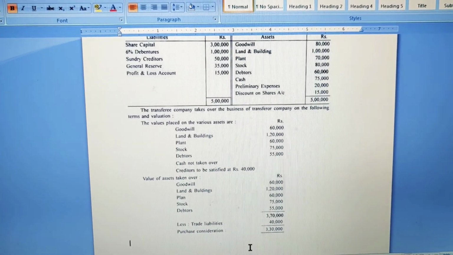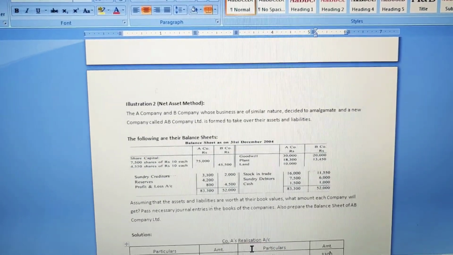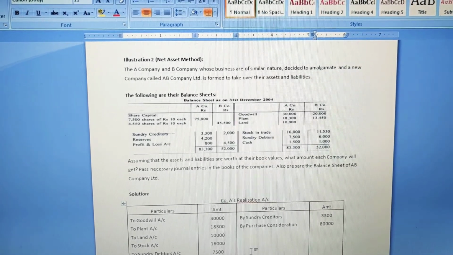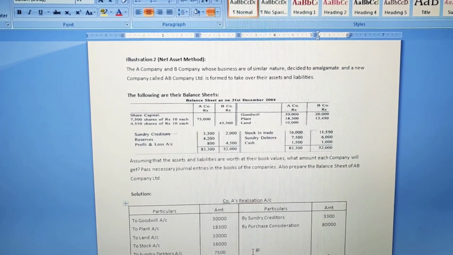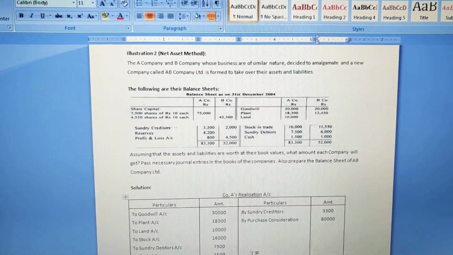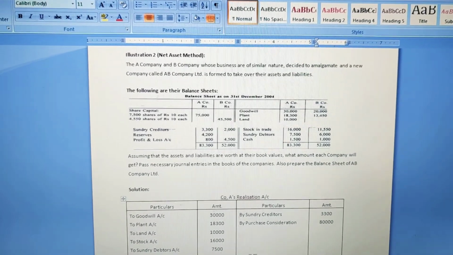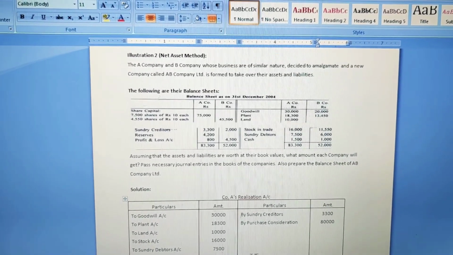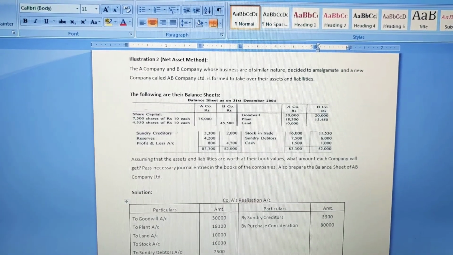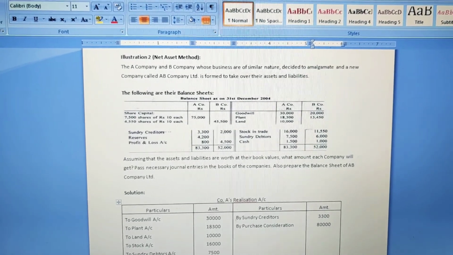Okay, so now do the next question, which is also based on the net asset method, and here you have to calculate all the ledgers, the balance sheet, the journal entries, everything is here in this question. So this kind of question will most probably come in your exam. So keep doing a lot of practice, and this is something very typical, or you can say a hard question. So please listen very carefully.